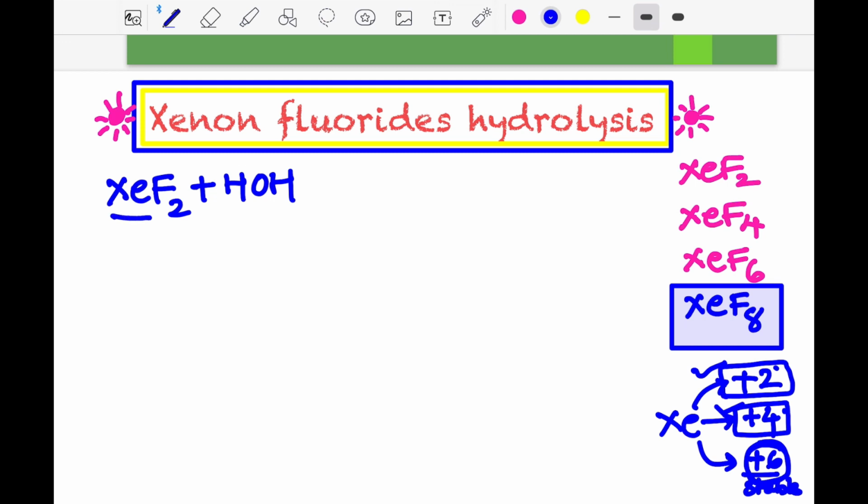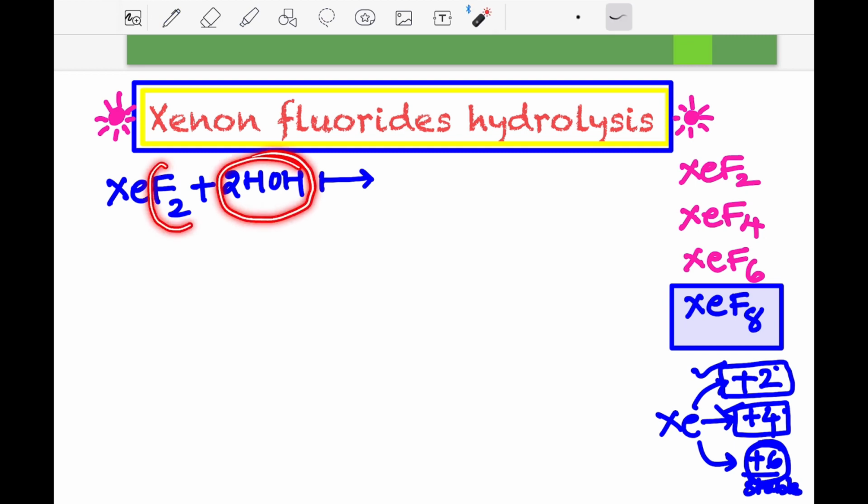I have taken xenon difluoride here, which I'll react with 2 moles of water, that is HOH. So you can notice one thing, that I have taken the same number of water molecules as the number of halogens present in it, so that our reaction becomes easier.